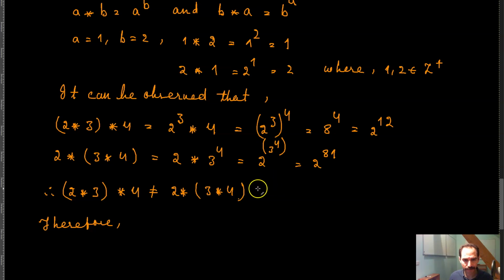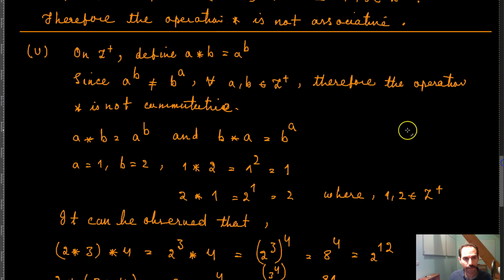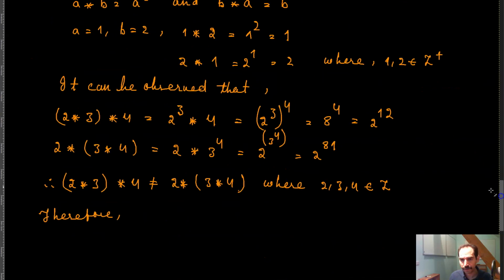And of course here you can say that 2, 3, and 4 all belong to the set of, we were working with Z plus, right? Z plus. Therefore, the operation star is not associative.